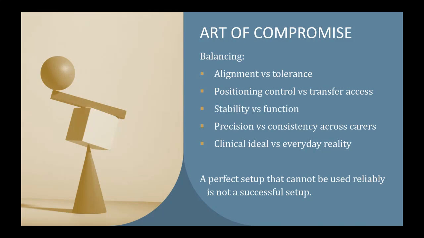We're constantly balancing things like alignment and tolerance. We're trying to balance positioning control with transfer access. We're trying to balance stability with function. We're trying to balance the precision, but also the usability and consistency with caregivers. We're trying to balance our clinical ideal and our clinical objectives with everyday reality and the person's preferences. Compromise isn't giving up, it's just prioritising deliberately.